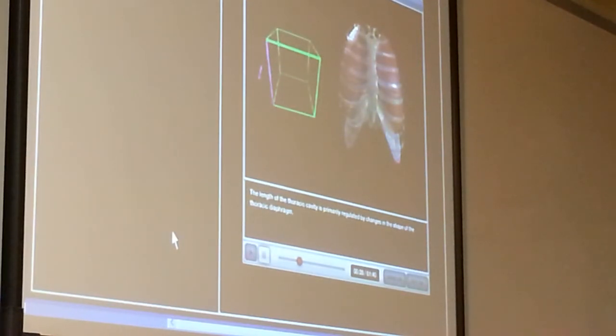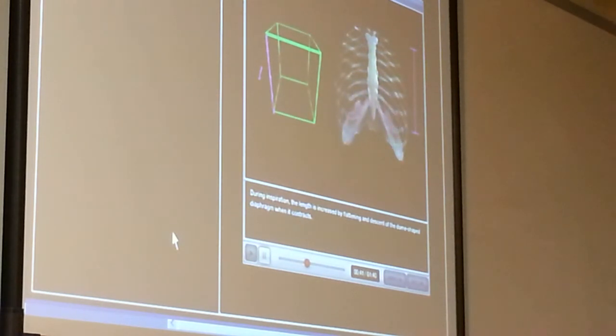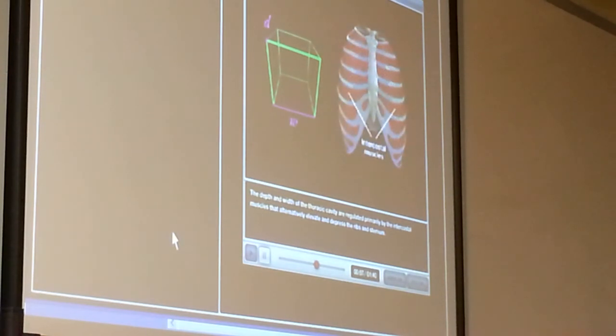The length of the thoracic cavity is primarily regulated by changes in the shape of the thoracic diaphragm. During inspiration, the length is increased by flattening and descent of the dome-shaped diaphragm when it contracts. During expiration, the diaphragm is elevated as it relaxes, and the length of the thoracic cavity decreases. The depth and width of the thoracic cavity are regulated primarily by the intercostal muscles that alternatively elevate and depress the ribs and sternum.